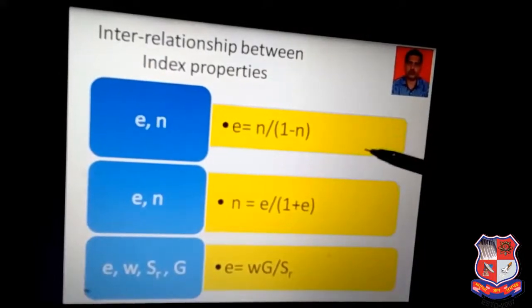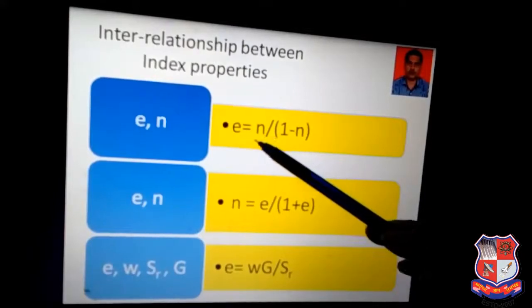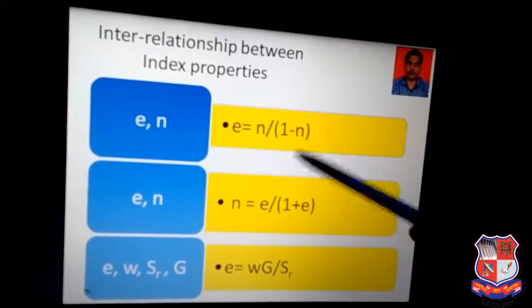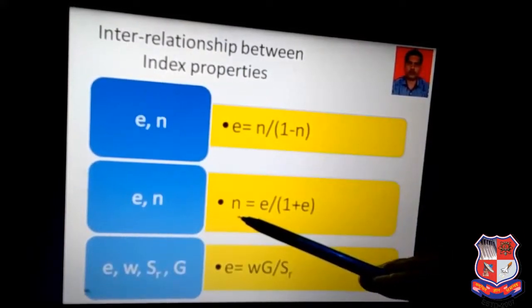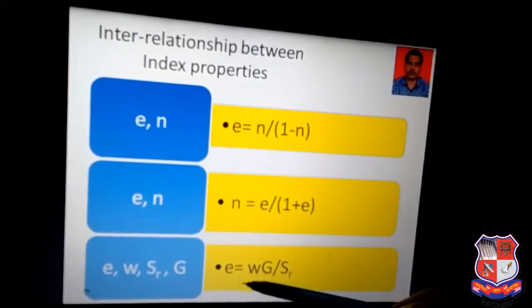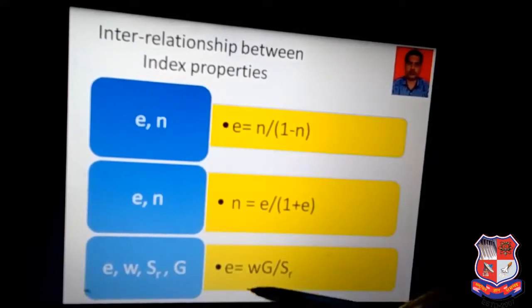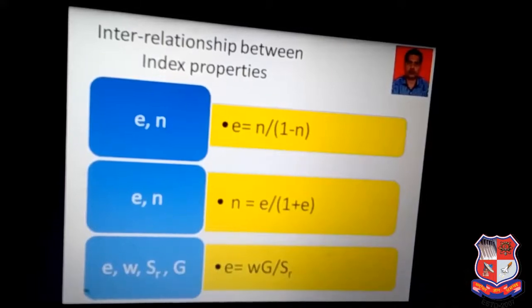Then some interrelationships we will discuss. Relationship between void ratio and porosity: E equal to N divided by 1 minus N, then N equal to E divided by 1 plus E. The relationship between void ratio, water content, specific gravity and degree of saturation, that is E equal to WG by Sr.